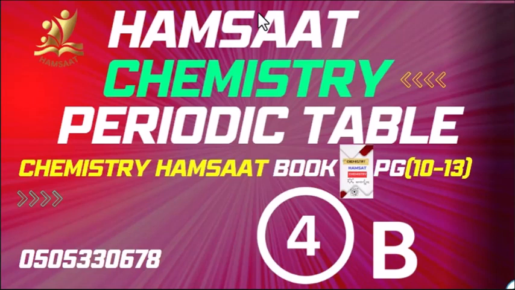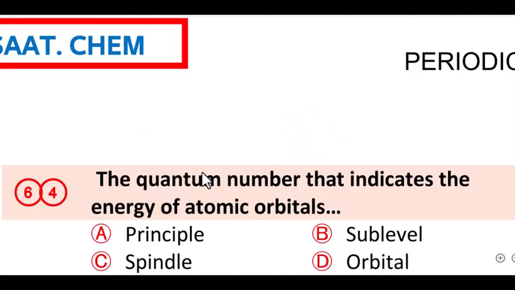In this lesson, we will focus on the periodic table, our book page 10 to page 13. At the first question: the quantum number that indicates the energy of atomic orbitals. We have four quantum numbers: principal quantum number, secondary quantum number, magnetic quantum number, spin quantum number. The one that indicates energy is the principal quantum number.